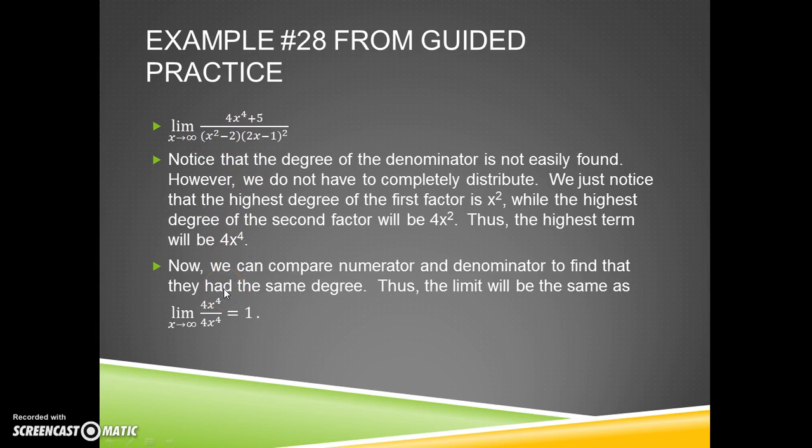Now, knowing that, we can compare our numerator and denominator to find that they have the same degree. Thus, the limit will be the same as limit as x goes to infinity of 4x to the 4th over 4x to the 4th, which is just 1.